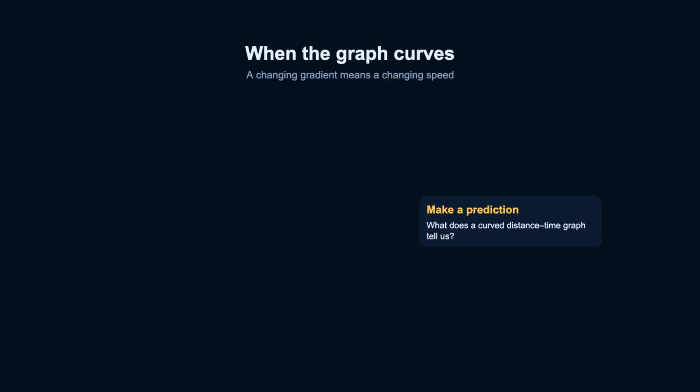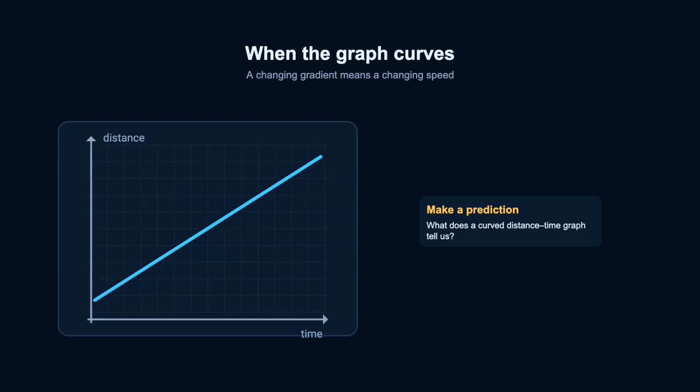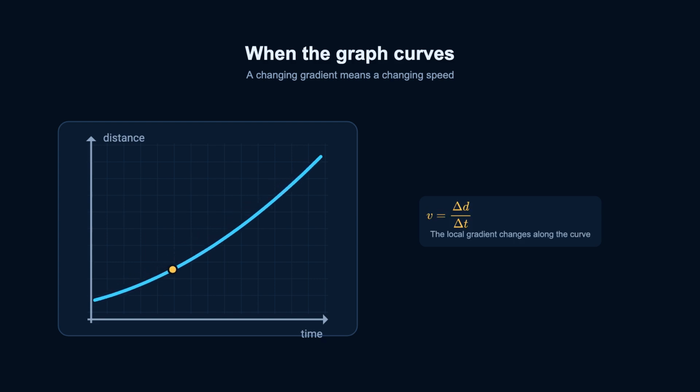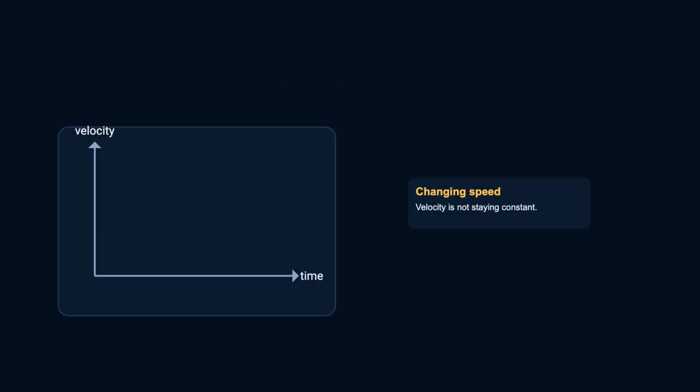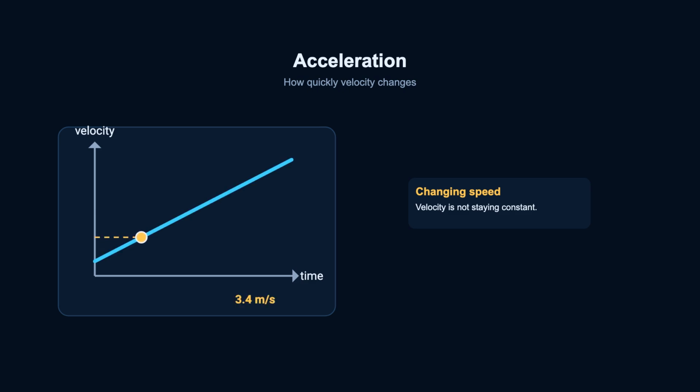Here's a prediction for you. What do you think it means if the line on a distance time graph curves instead of staying straight? A curve means the gradient itself is changing from moment to moment, which means the speed isn't staying constant. The object is either speeding up or slowing down somewhere along that curve. That changing speed deserves its own quantity, acceleration, the rate at which velocity itself changes.